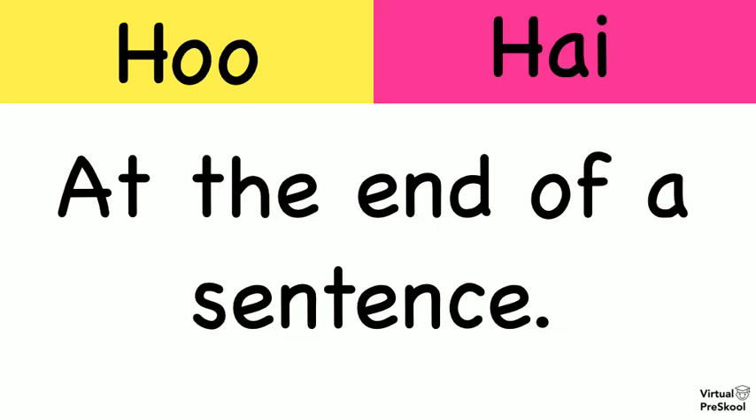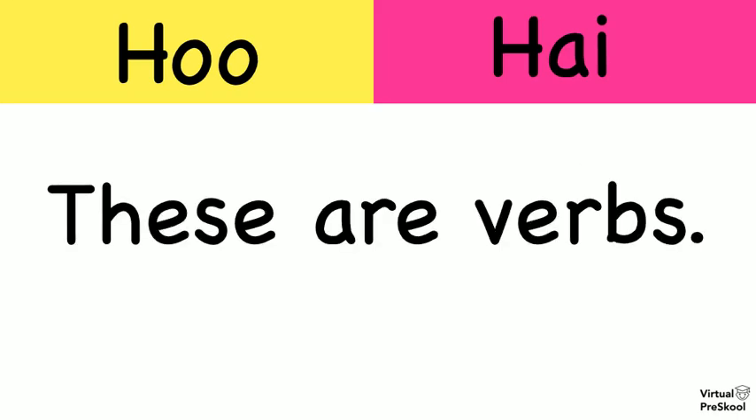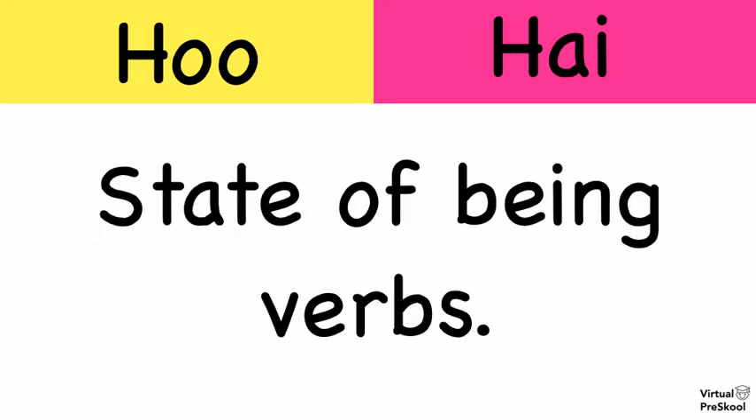For instance, if I want to say, I am Samta, मैं समता हूँ. Or if I want to say, my name is Samta, मेरा नाम समता है. So do you see how they're at the end of a sentence? And these are verbs. You know what a verb is, right?